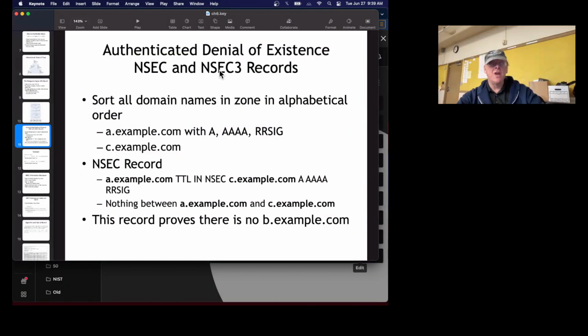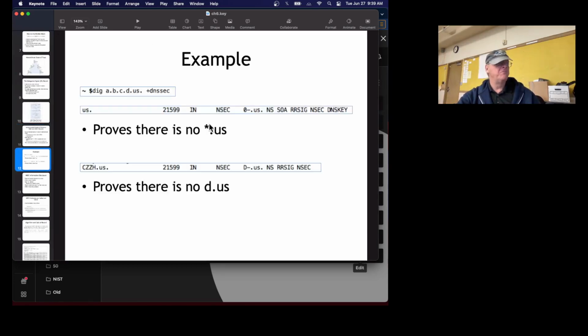This is very strange. What you do is you sort all your domain names in alphabetical order, and then you make a record to say that there is nothing between these two. So if I have a.example.com and c.example.com, I add a record which says there'll be nothing in between there. That proves there's no b.example.com. That's how it works. That's a DNSSEC record to prove that.